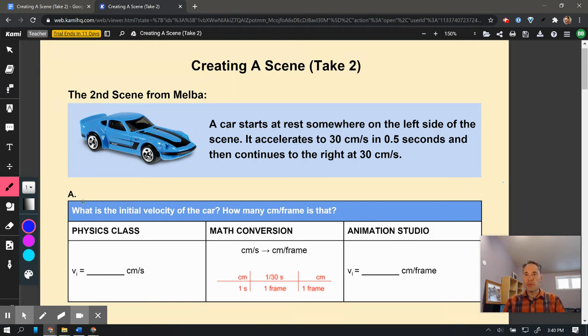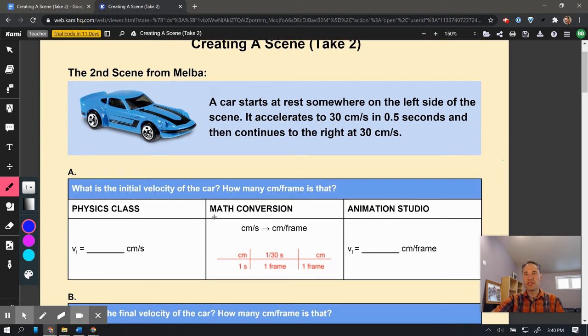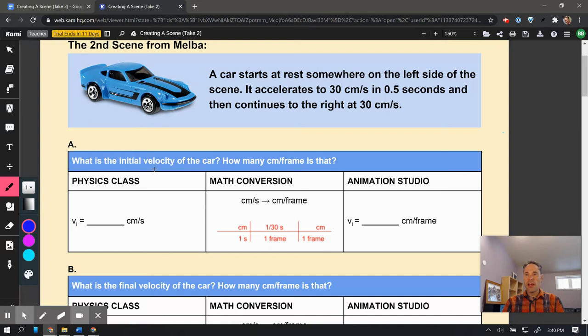First things first, right up here it says, what is the initial velocity of the car? Some of these things, of course, you just read them off and write them down. So I'm going to say that our initial velocity of the car is 0 centimeters per second. And over here, it's also going to be 0 centimeters per frame because we're starting from a stopped position. We could essentially not worry about the conversion here. But if I did, if I put 0 centimeters per second and the conversion factor is 1/30th of a second per frame, 0 times 1/30th is still 0. So we've got 0 centimeters per frame.